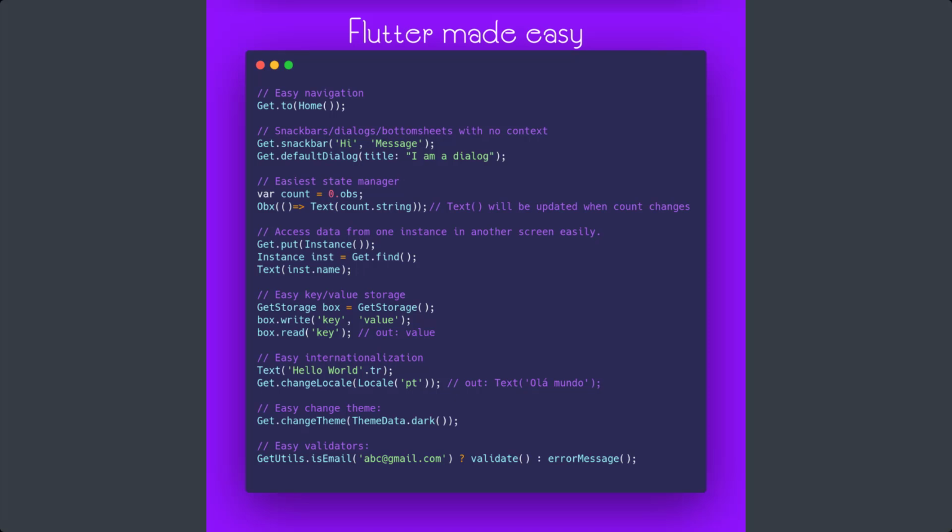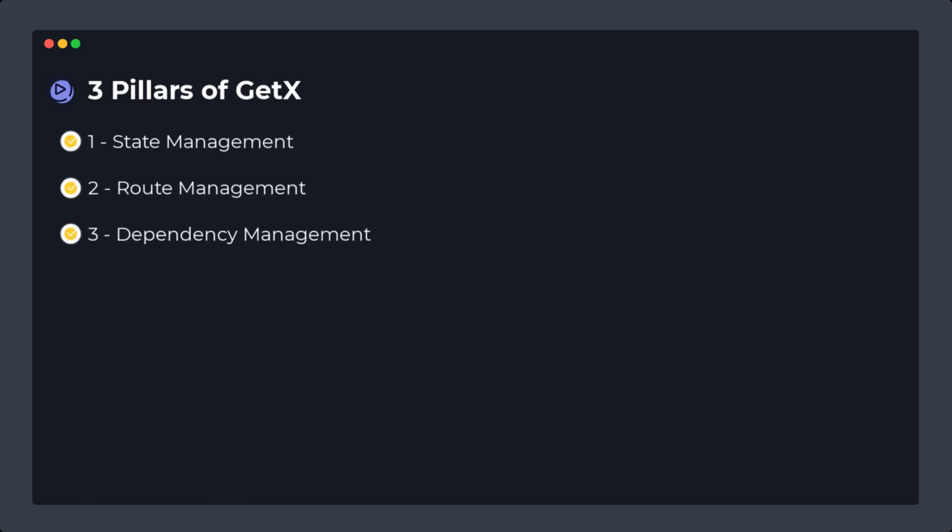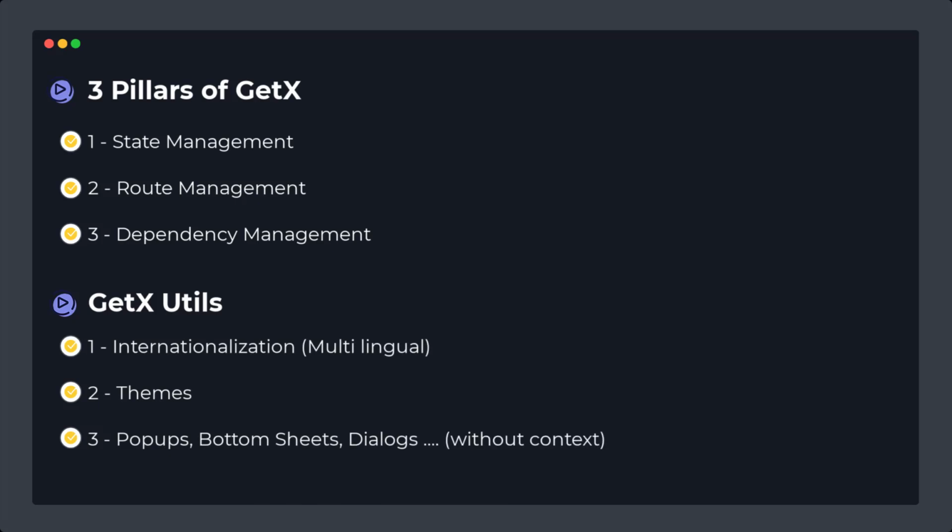And GetX is not just simply state management, but it has more features that we might not be able to use or access with any other state management. It has route management, which is again a very powerful thing. It has dependency management. We can use internationalization to create multilingual applications. We can use themes and locales, and definitely it allows us to do all these operations without using context, without passing the context from design to backend to controllers and all this stuff. So that is a big plus point of using GetX.